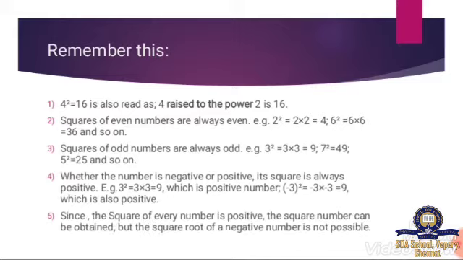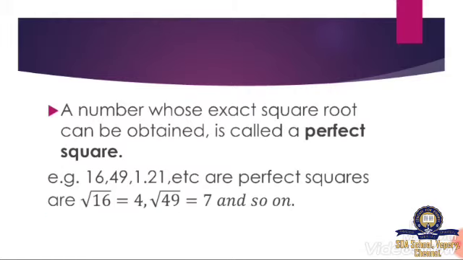So the next thing is, since the square of every number is positive, a square can be obtained, but the square root of a negative number is not possible. For example, root of minus 2 is not possible, because the square of a number can be negative or positive, but the square root of a negative number is not satisfied. Okay, let me move on to the next thing.